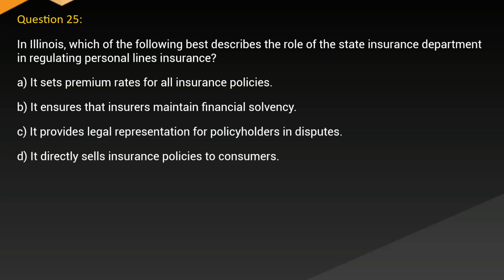Question 25. In Illinois, which of the following best describes the role of the state insurance department in regulating personal lines insurance? A. It sets premium rates for all insurance policies. B. It ensures that insurers maintain financial solvency. C. It provides legal representation for policyholders in disputes. D. It directly sells insurance policies to consumers.